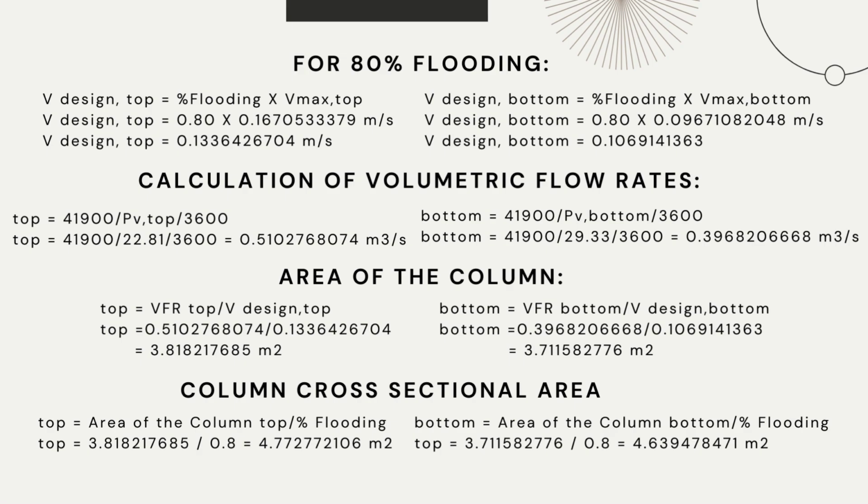So top is equals to the area of the column over the percentage of the flooding, as well as for the bottom. So you get the area of the column. So we have 3.8 and then we are going to divide it with the 80% of the flooding. So for the top we have 4.77 and as for the bottom we have 3.71 divided with the flooding is 4.63.